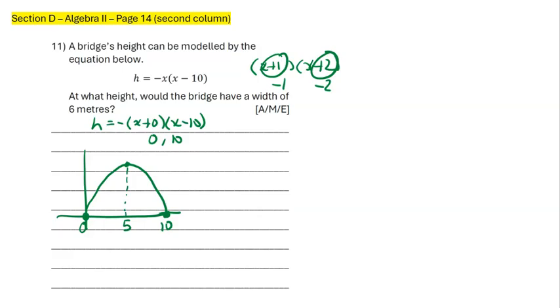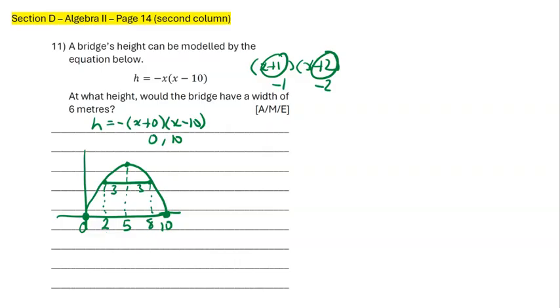And figuring out when it has a width of 6 meters, this is going to be tricky. So a width of 6 meters would be, imagine a bit of wood there that's 6 meters, sitting in between the parabola. So that means there's going to be 3 meters on this side and 3 meters on this side. So that means if you go down here, when x is 2, and when x is 8, we're going to have that width of 6 meters there, right? Because the difference between 8 and 2 is 6 meters.